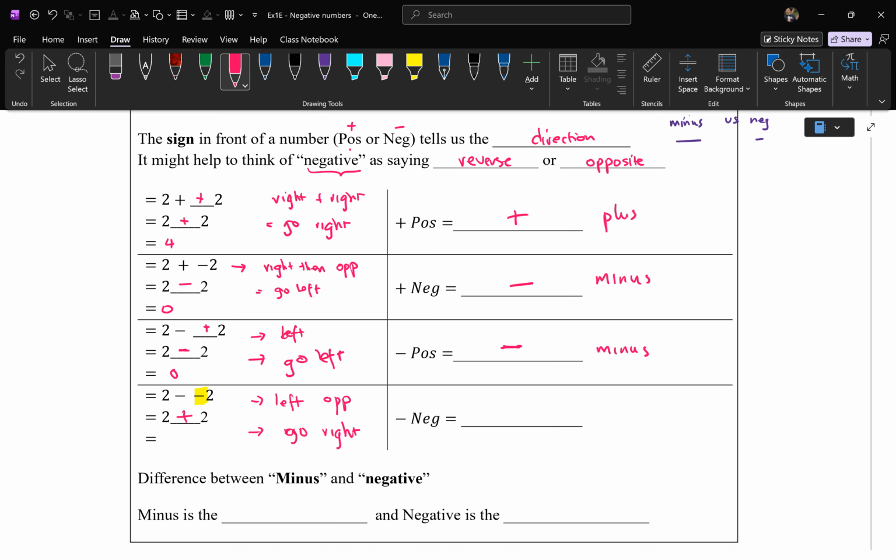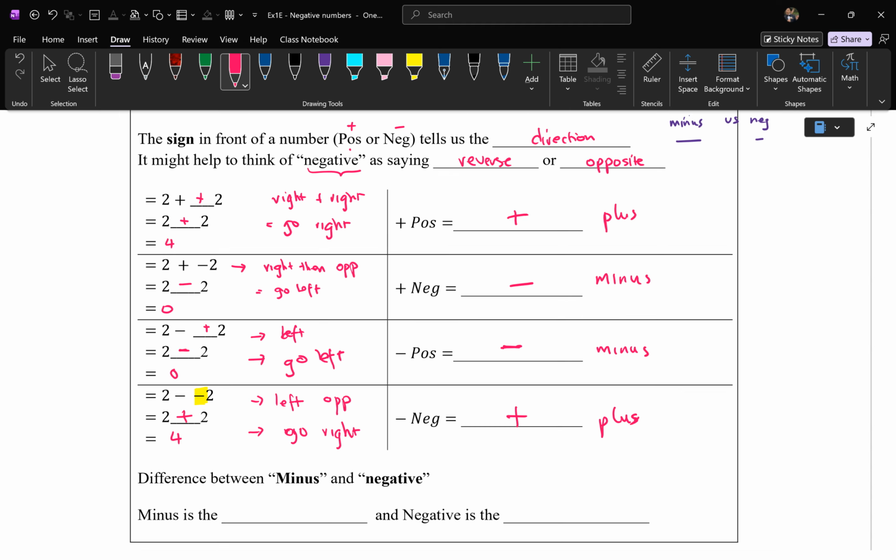So I'm saying start at 2. Now I was about to go left, but then that negative means do the opposite. So that means I'm going to the right. So I'm starting at 2 and I'm going to the right by 2. So 2, add another 2, gives me 4. But that means that double negatives, or technically subtracting a negative, so minusing a negative number, is the same thing as plussing, because you're always going to the right.